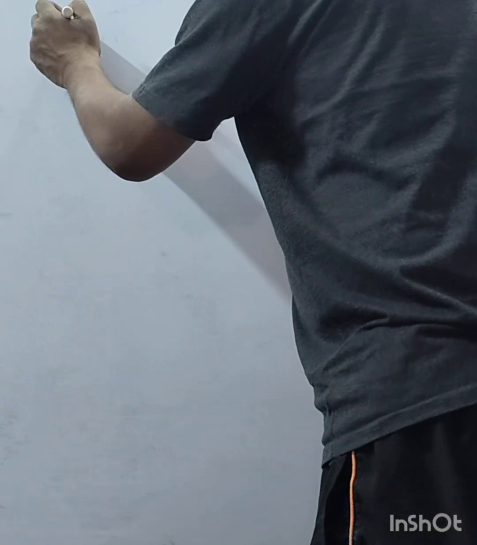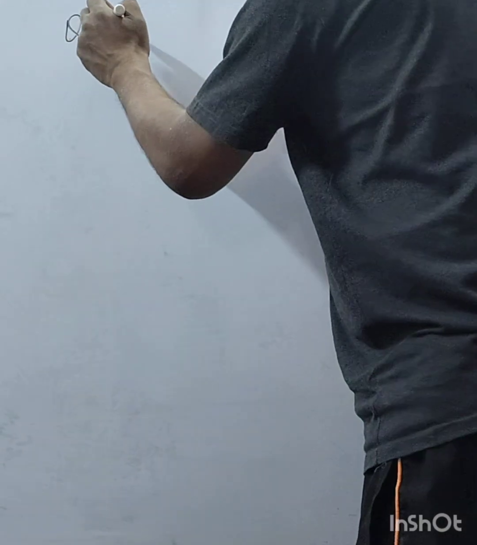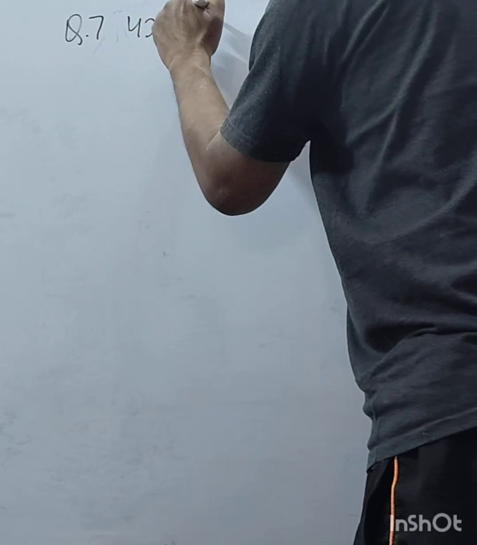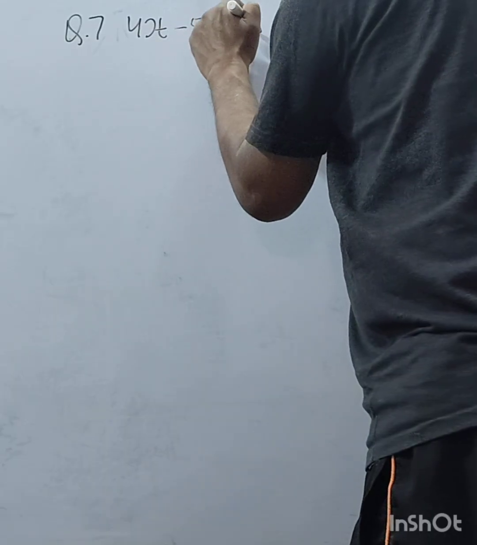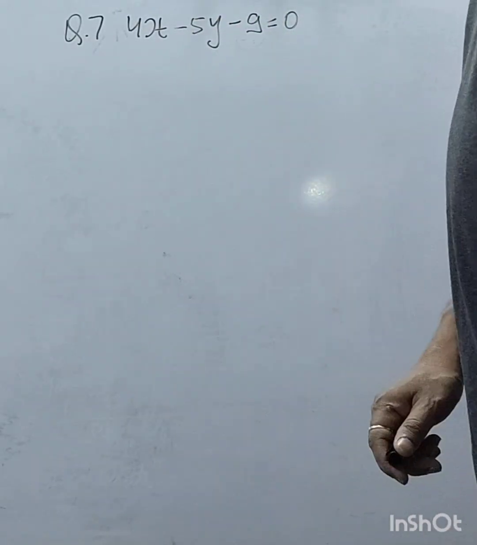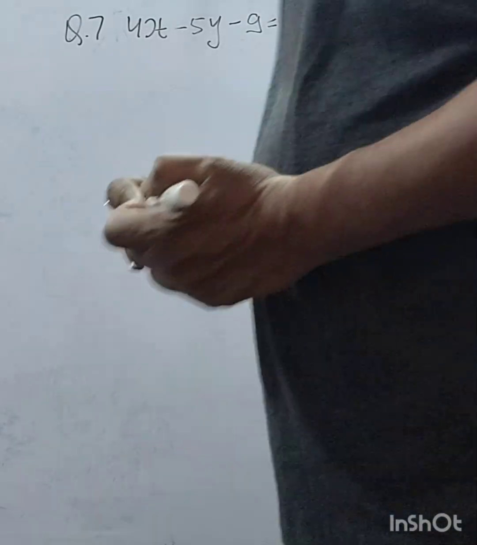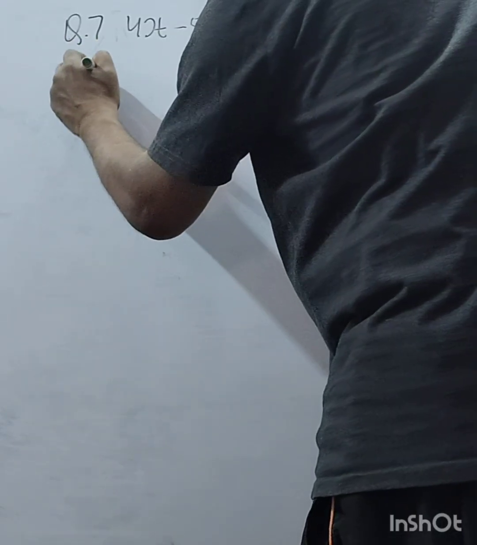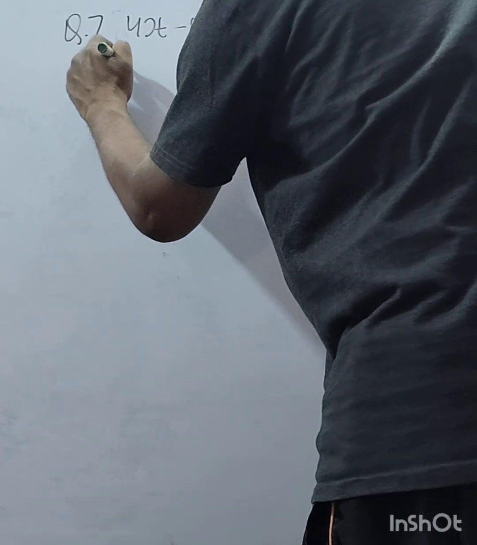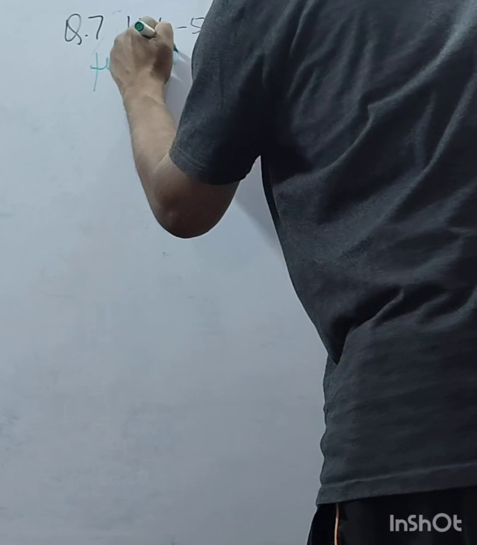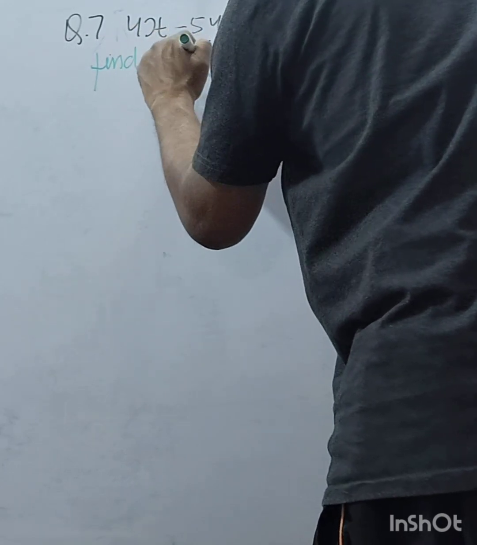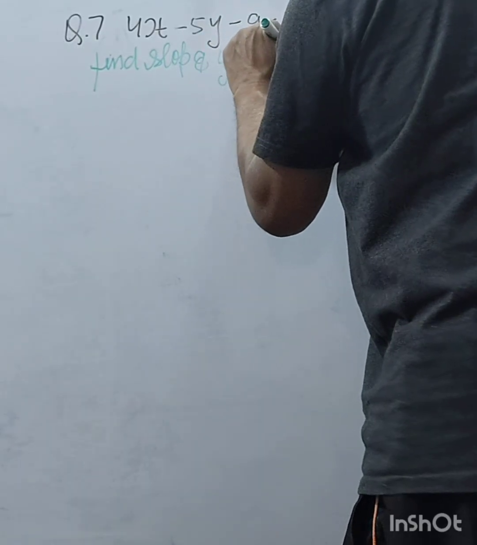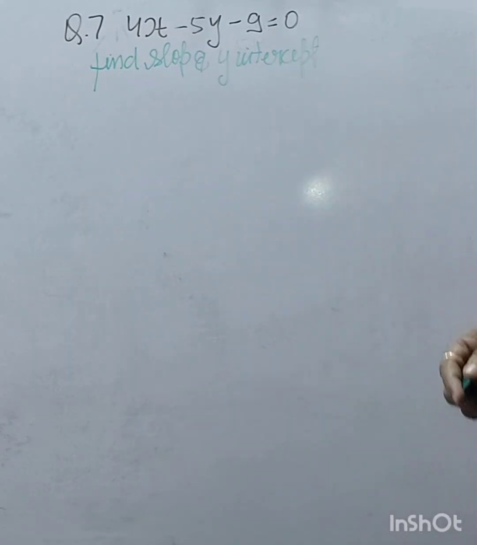Question number 7. Yes, 4x minus 5y minus 9 is equal to 0. Find the slope and the y-intercept of the following. Find slope and y-intercept. Right?